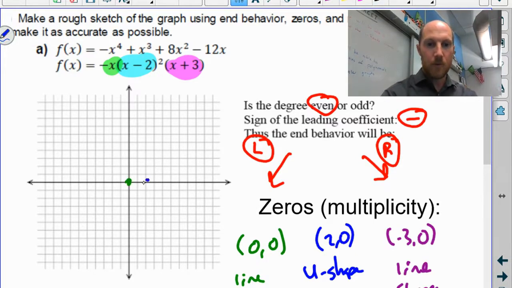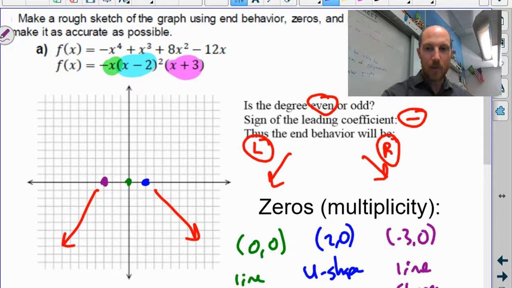0, 0, 2, 0, negative 3, 0. I'll do the end behavior next. So go to the left, furthest left point. That goes down, furthest right point. That goes down also. I'm going to go from left to right across the graph.